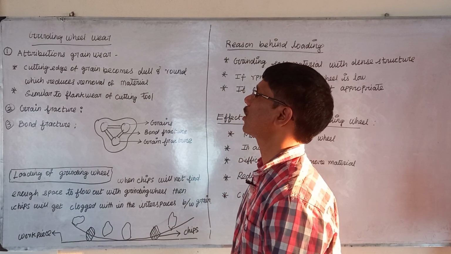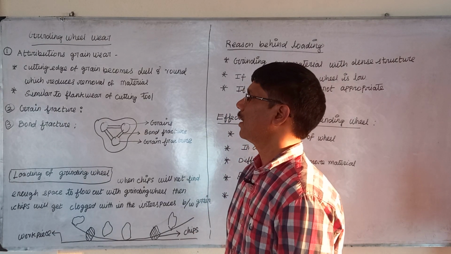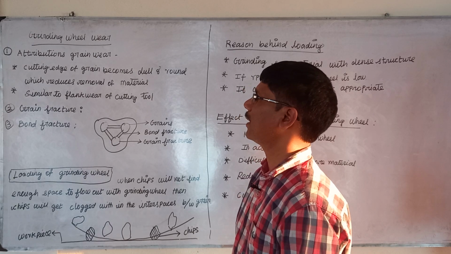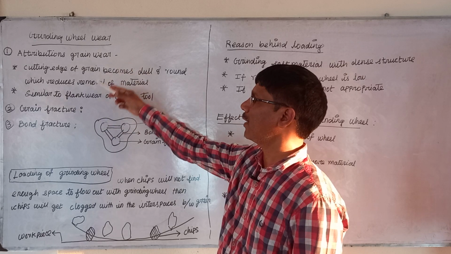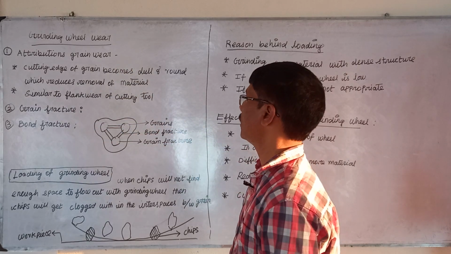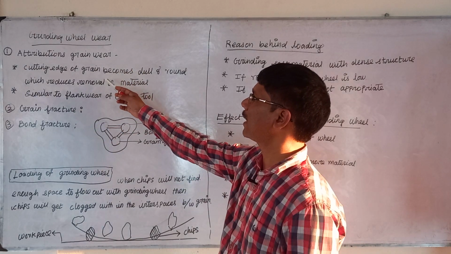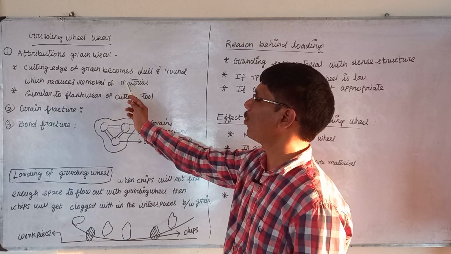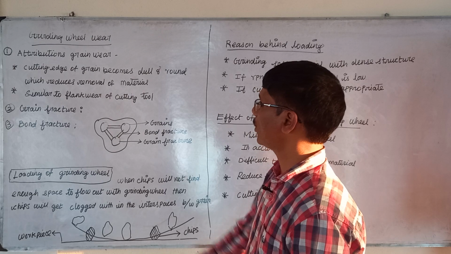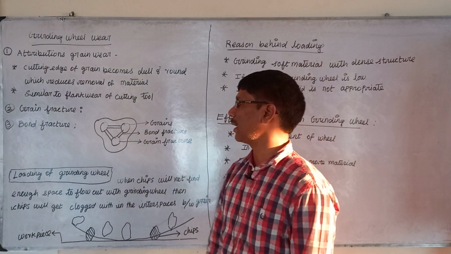Next we are going to discuss the topic called grinding wheel wear. In grinding wheel wear we are observing three things: attritious grain wear, grain fracture, and bond fracture. First, in attritious grain wear, the cutting edge of the grain becomes dull and round, which reduces the removal of material. It is similar to the flank wear of the cutting tool.